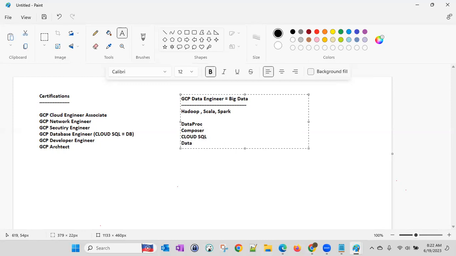Data flow. Dataproc is nothing but Hadoop only. Hadoop is on-premises, and this is in the cloud. You need to know this; this is one perspective.